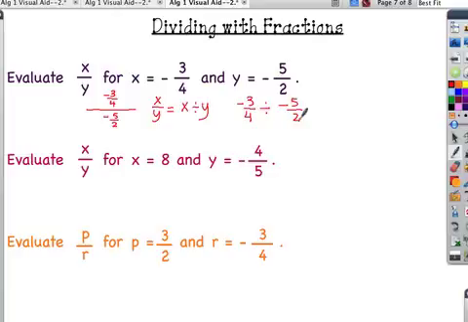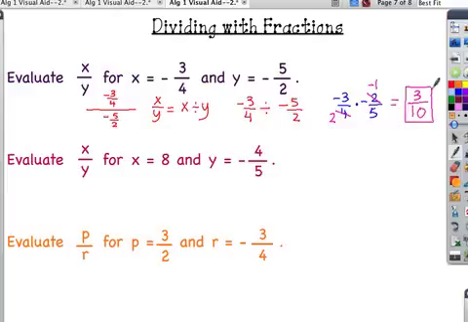As you know, dividing by a fraction is the same thing as multiplying by its reciprocal. So I take my negative 3/4 and I multiply by the reciprocal of the second fraction. So I flip it upside down and get negative 2/5. Now I check to see if I can cross reduce, and I can. This gives me negative 1 and this gives me 2. And when I multiply across, I get positive 3 over positive 10. 3/10.